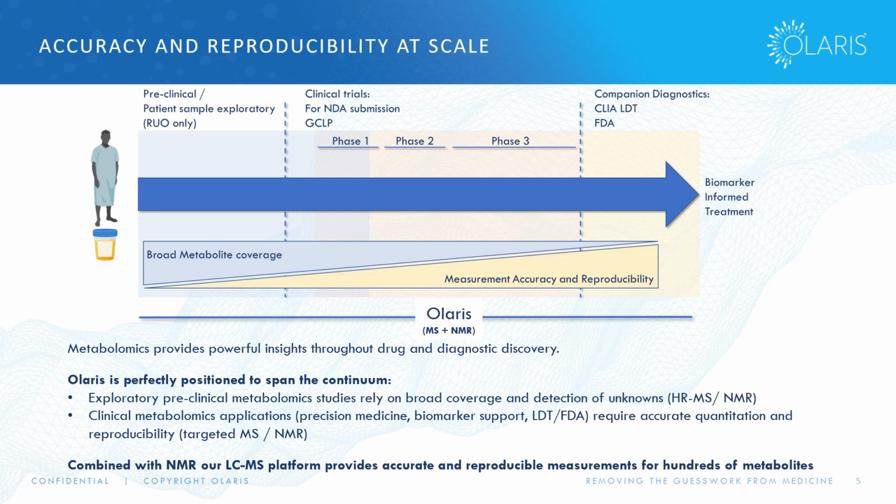Toward later stage of the clinical trials, analyses tend to be much more quantitative and accurate, but this comes at the expense of being able to look at only a limited set of metabolites. And so what we have done at Olaris, using our combination of NMR and LC-MS, is that we are actually able to, in a very highly reproducible manner, measure hundreds of metabolites. And so essentially, we are able to provide accuracy and reproducibility at scale.